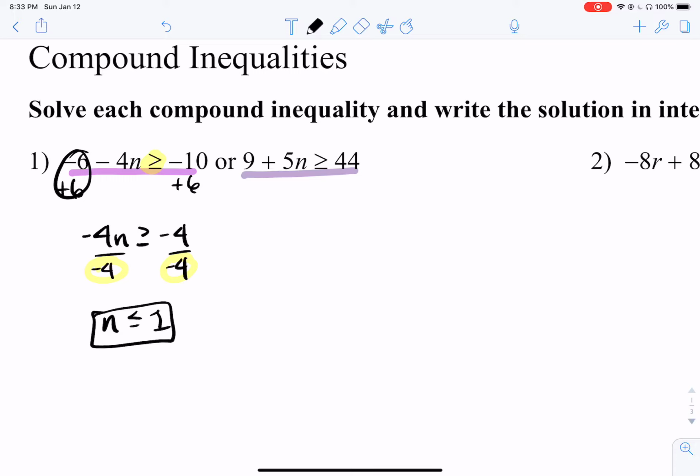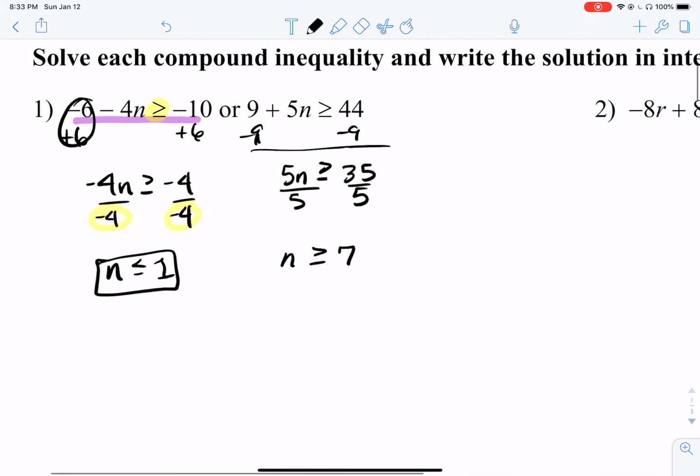Now we do the same thing with the next example. We subtract 9 from both sides, and 5n is going to be greater than or equal to, let me erase this so it doesn't look like we're dividing, okay? We're going to subtract 9 from 44, and that's going to equal 35. We divide by a positive 5, and n is going to be greater than or equal to 7. So here are the two solutions.